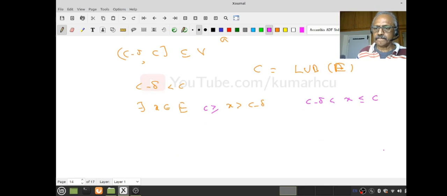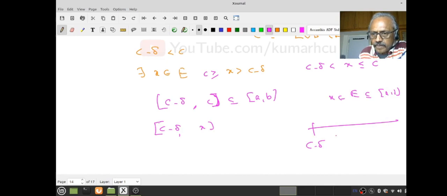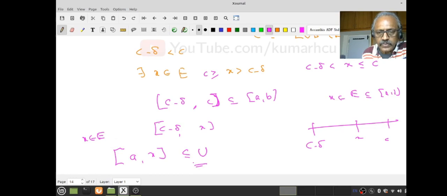Now do you see a contradiction? So what are the assumptions I'm making? Remember C minus delta to C plus delta. Actually, I can make it closed. This is contained in the interval AB because C is already an element of the interval AB. You understand, right? And your X is an element of E, which is a subset of AB. Therefore, C minus delta to X, look at the picture. Look at this interval. Now what do I know is, since X belongs to E, I know A to X is contained in U. Do I agree with that?